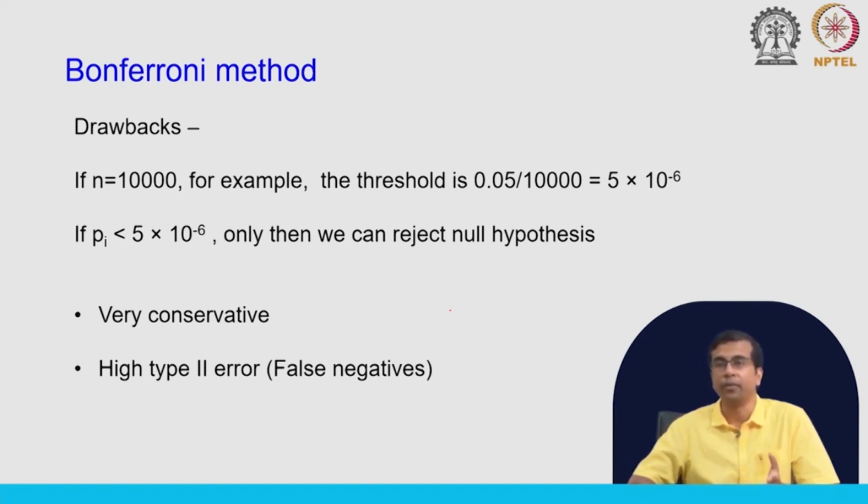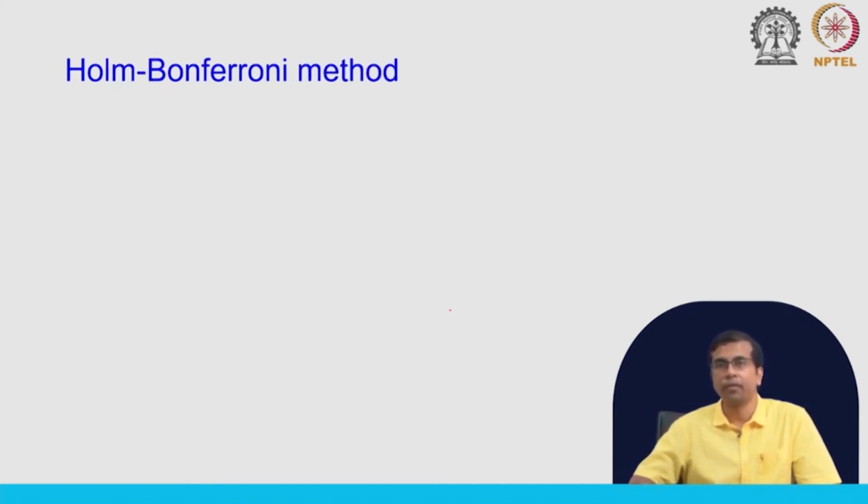Okay. So, that means this method has low power, and we commit a lot of type 2 error. Okay. So, what is the solution? There is a solution that has been proposed, called the Holm-Bonferroni method. So, this is a correction over the earlier method. The earlier method is very simple, so you can apply it very easily, but then you will have a lot of problems.